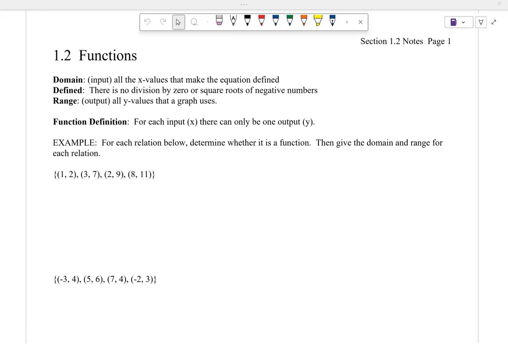Well, welcome back to your favorite pre-calculus class. Let's look at functions today. We'll start out with a little bit of vocabulary.